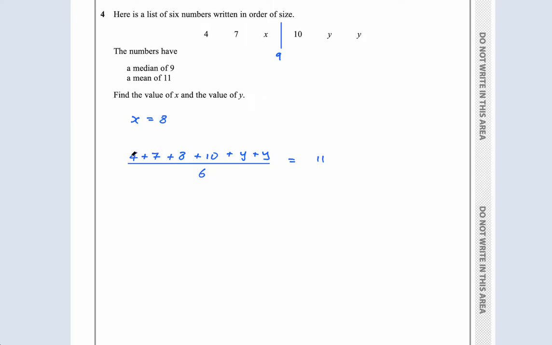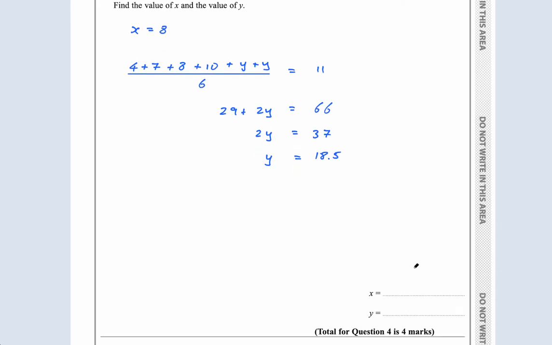So I'm going to add these numbers. That's 11, 19, 29, 29 plus 2y, because y plus y is 2y. 11 times 6, I'm going to multiply by 6, and I get 66. Then I can just say 2y is 66 minus 29, which is, use your calculator, guys, it is 37. And then y is equal to 37 divided by 2. Again, use your calculator if you need to, but the answer is 18.5. So x is 8, y is 18.5.